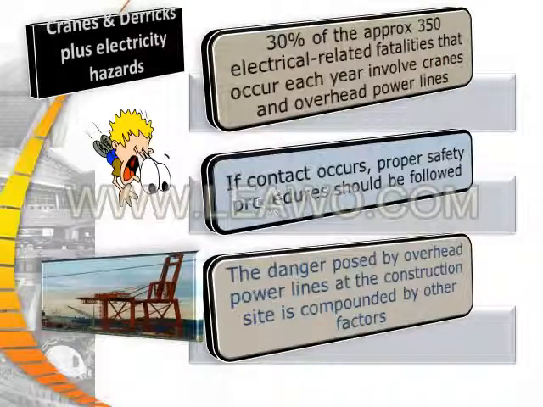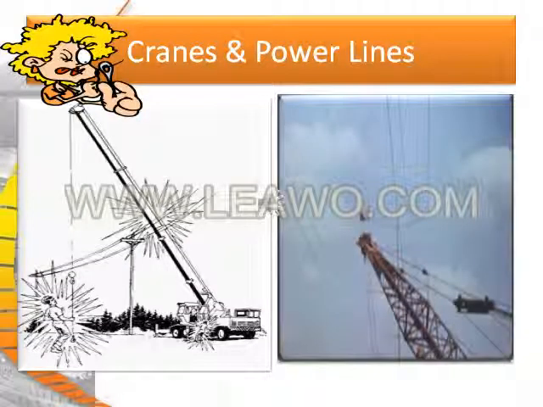30% of approximately 350 electrical-related fatalities that occur each year involve cranes and overhead power lines. If contact occurs, proper safety precautions should be followed. The danger posed by overhead power lines at a construction site is compounded by other factors. Here we can see a photo of an actual power line being touched by a crane.